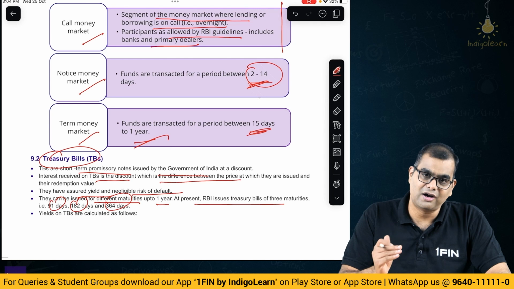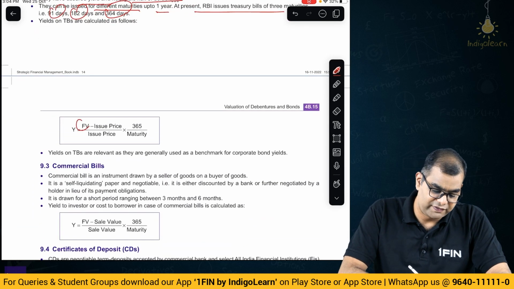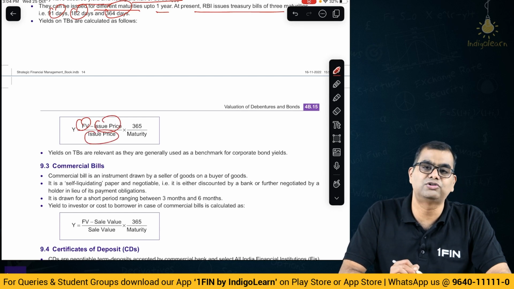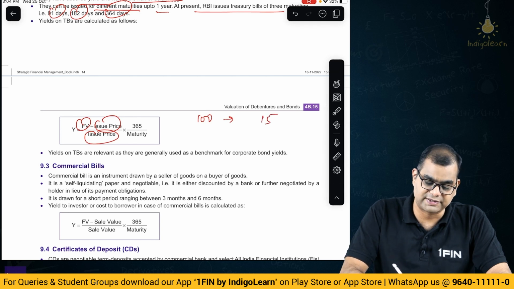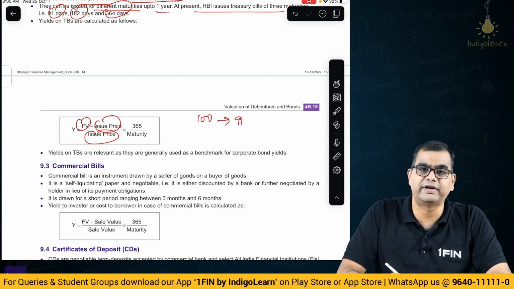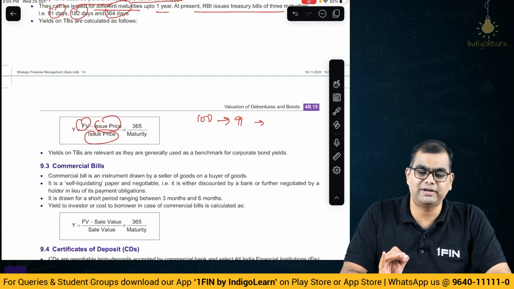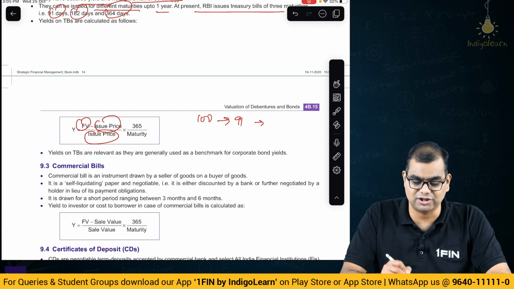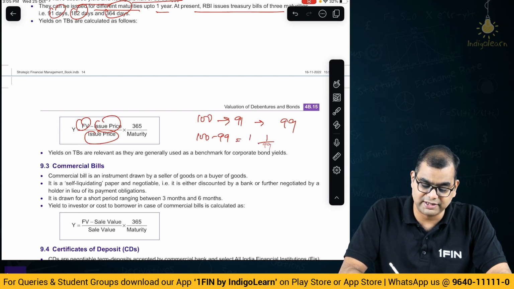Now the whole story on these treasury bills and other money market instruments is how the yield is calculated. Yield is face value minus issue price, divided by issue price, into 365 days by maturity. Let's say the face value is 100 rupees and it is issued for 91 days, because it is a T-bill. It is issued at some discount, and you have to find out what the discount is in percentage terms. Let's say it is issued at 99 rupees. So you do 100 minus 99, which is the total discount of 1 rupee. 1 by 99 is the discount for 91 days.